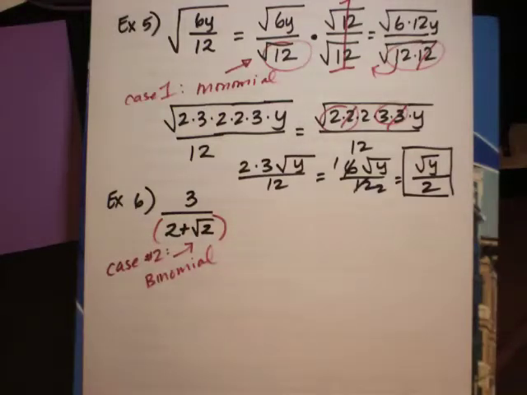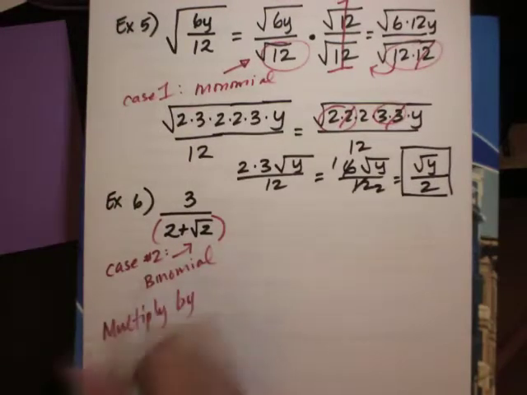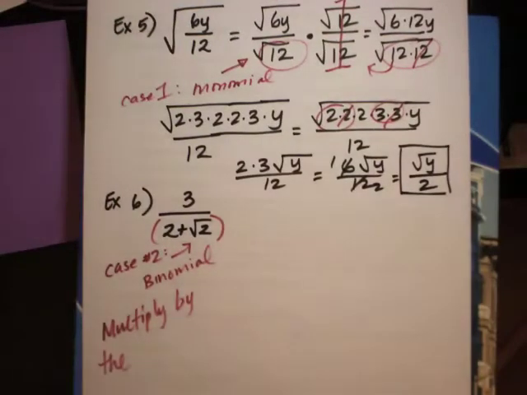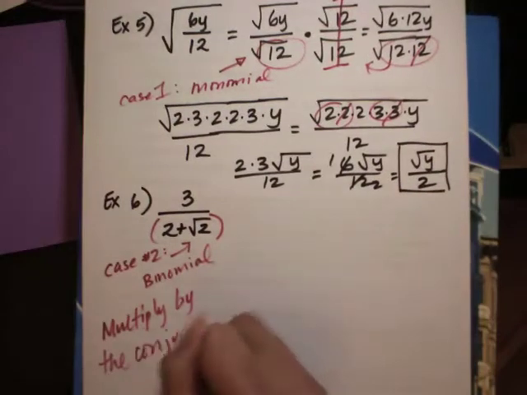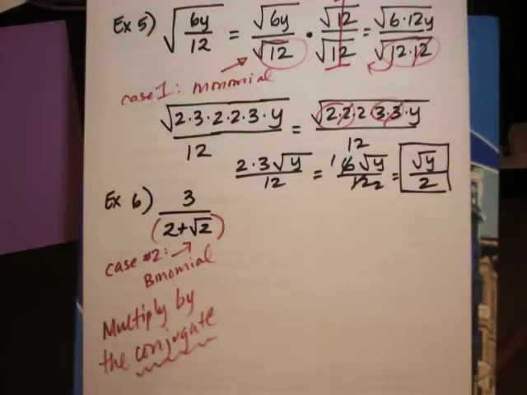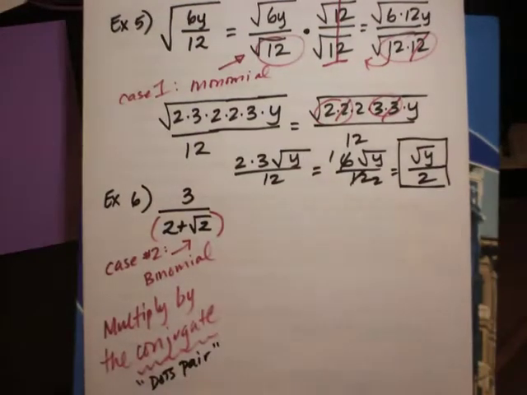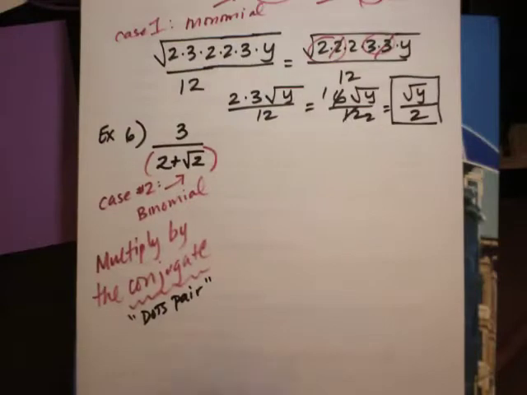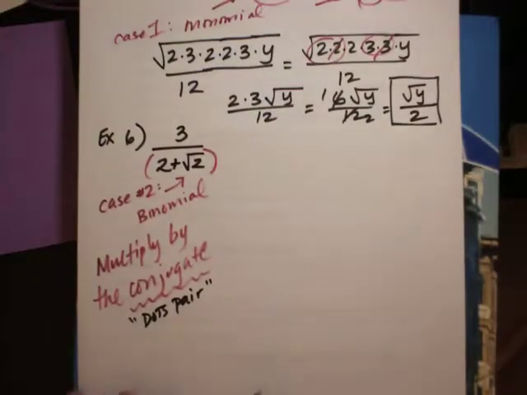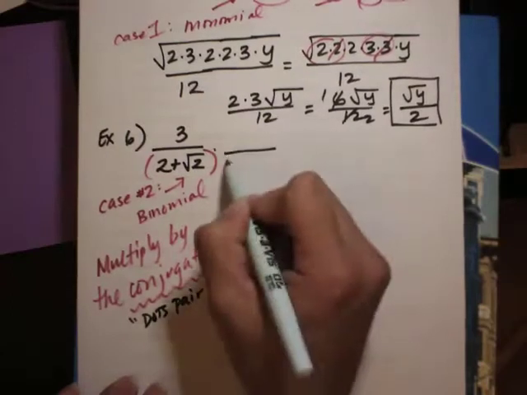denominator. And so to rationalize this, what we're going to do is multiply by the, I'm going to write this, multiply by the conjugate. Conjugate. And the word conjugate is a new vocabulary word. The conjugate means it's the dots pair. It's one way to look at it. The dots pair in order to get rid of the radicand. So what you're going to be multiplying by is the dots pair.